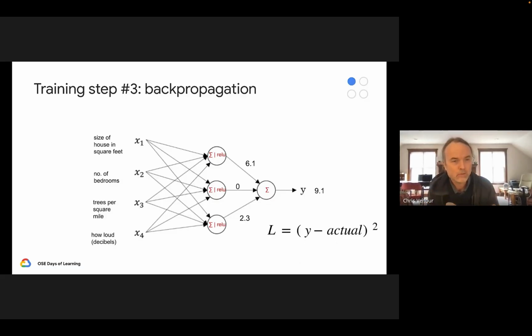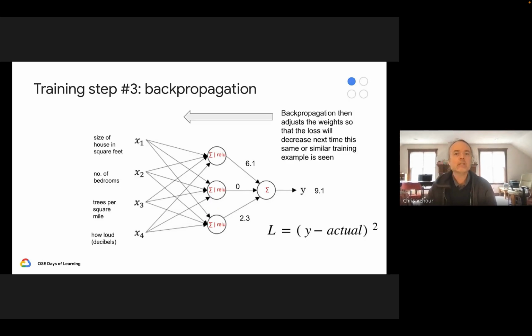And so then the last step of training is backpropagation. And that's where, as training goes on, you're going to see the loss function decrease because the network's predictions improve. And so that error of 21.2 will get smaller as training goes on. And the reason that loss function decreases is thanks to the third and final step of training, which is backpropagation.